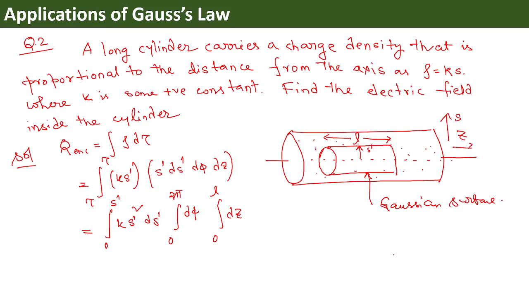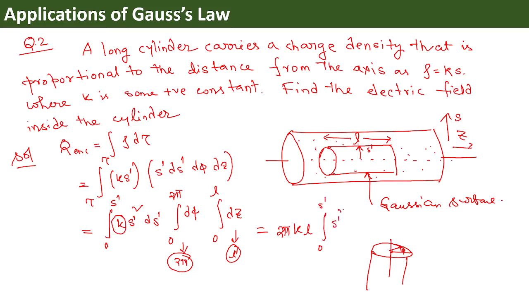And phi is, suppose you have considered a cylinder like this, then phi gives you this angle variation. It goes from 0 to twice pi, because it will come back once again to the same point. So it has a twice pi circulation. So 0 to twice pi d phi is going to give you twice pi after integration, and 0 to L dz is going to give you L. So the value of this integral is twice pi k L times the integral from 0 to s prime of s prime square ds prime.